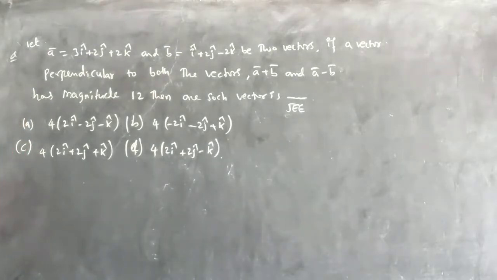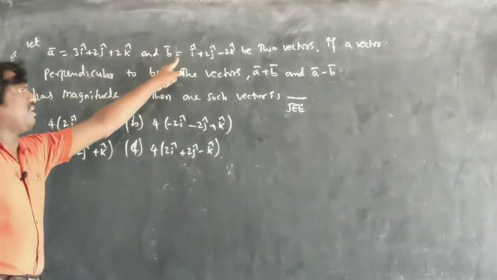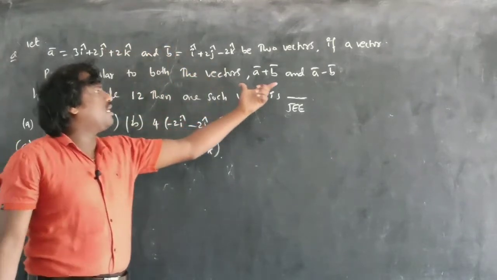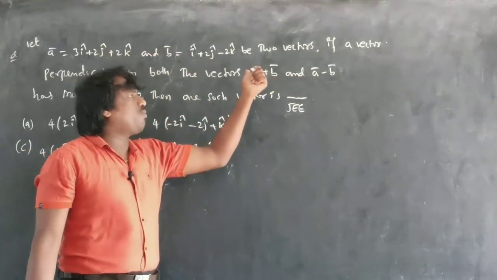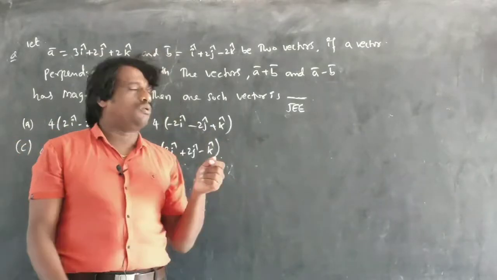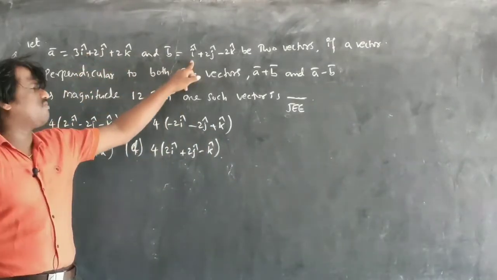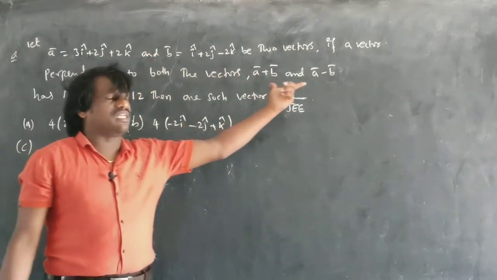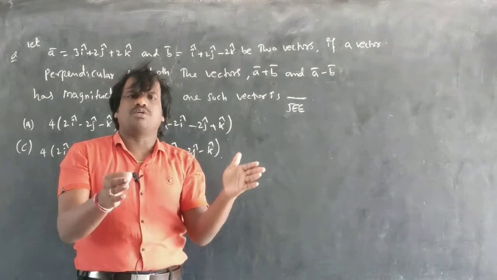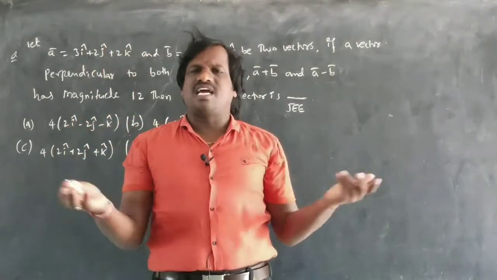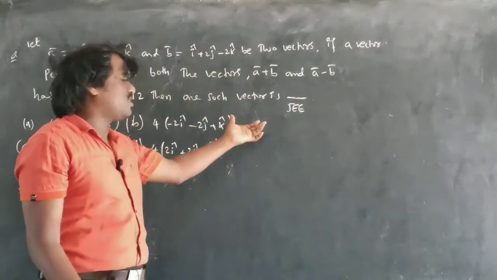You have to find the vector which is perpendicular to both these vectors, A vector and B vector. In general, you can do this in two ways. You can add the two vectors and get the result, and you can subtract the two vectors and get the result. For both results, you do the cross multiplication, and that is your final answer. That's very simple, and this is a JEE question, okay?